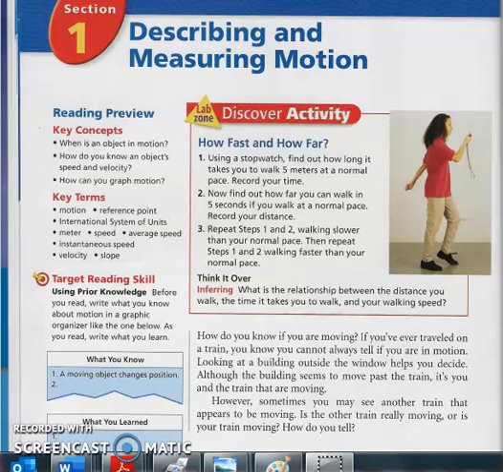However, sometimes you may see another train that appears to be moving. Is the other train really moving, or is your train moving? How do you tell?